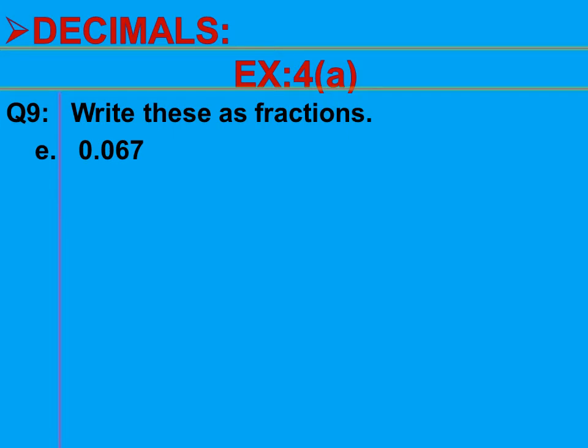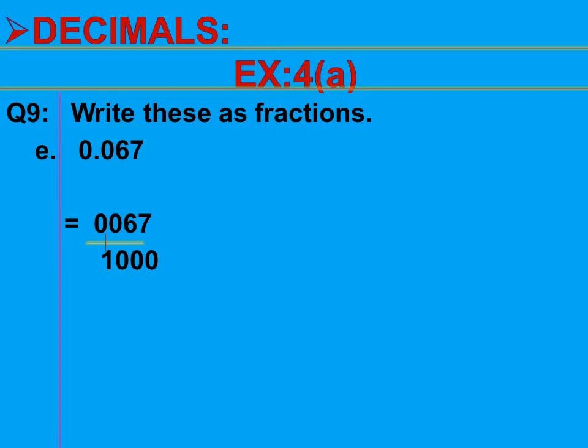Now dear students, in part E, we have the decimal number 0.067. Dear students, in this part when we write it as a fraction, we will simply replace this point with 1. And how many zeros will we put? We will count the digits after this point. Yes, we have 3 digits after the decimal point. So we will simply write 3 zeros.